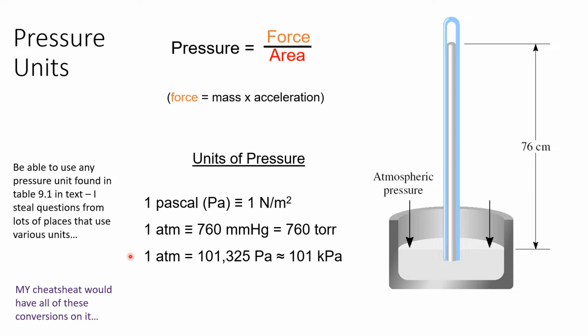Now, we might also say, well, 101,000. What if we did 100,000? And that's a unit also. It's called 1 bar. So 1 bar is defined as precisely 100,000 pascals of pressure. So you see that these are unfortunately close to each other.